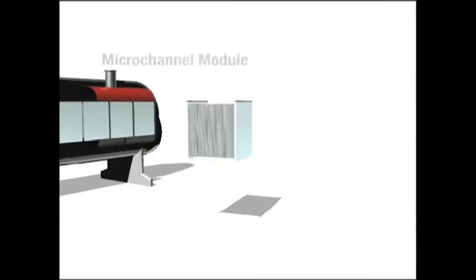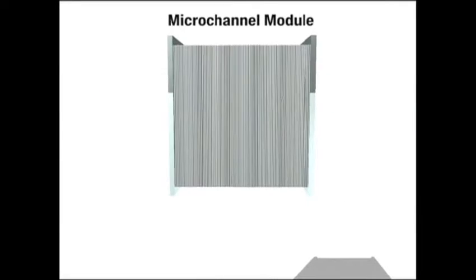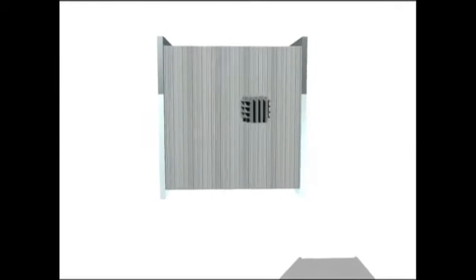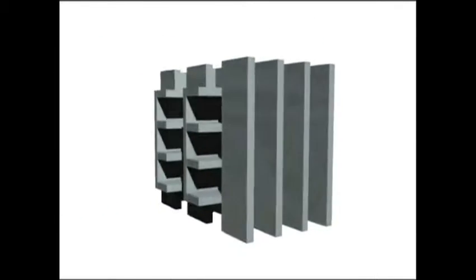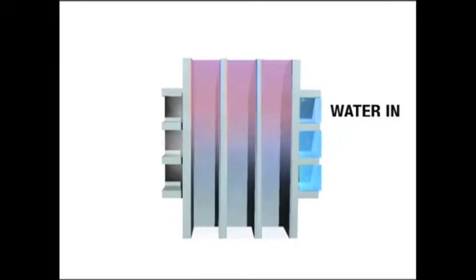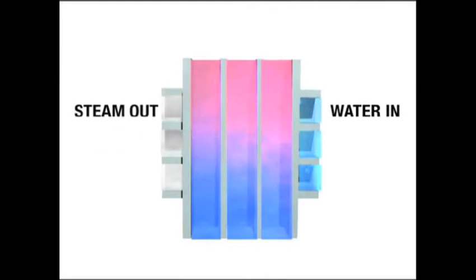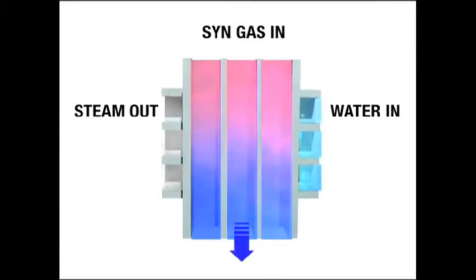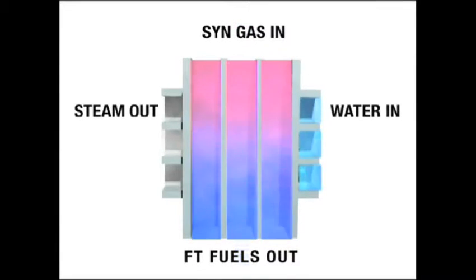This is a view of an individual FT reactor block. Inside each reactor block are thousands of microchannels. Again, coolant water enters on one side and leaves as steam on the other. The reactor has a cross-flow structure. Synthesis gas flows vertically downward through the process channels.